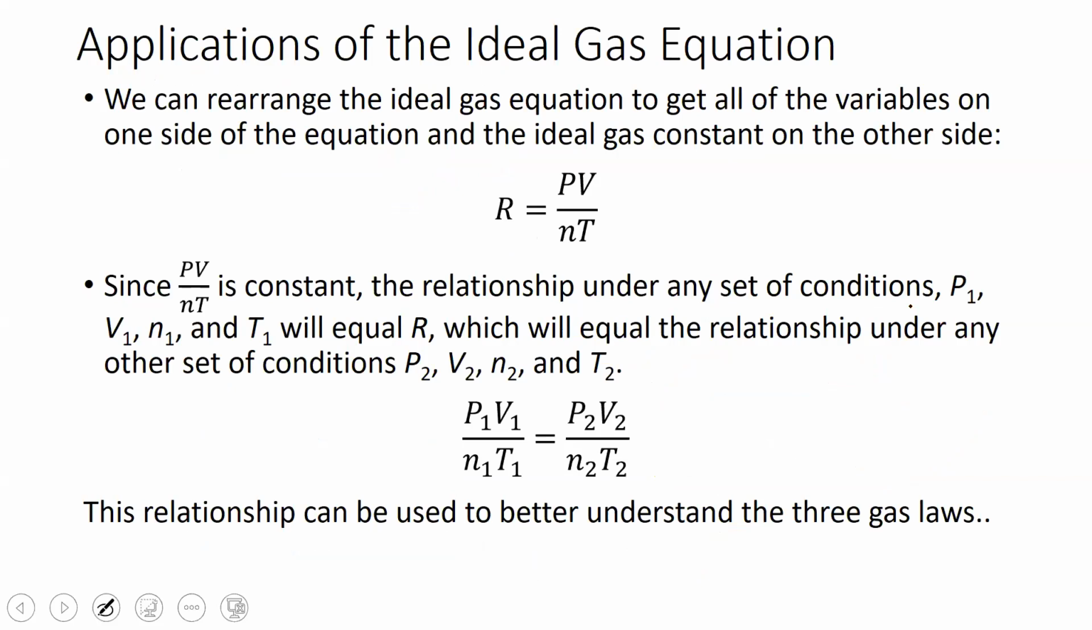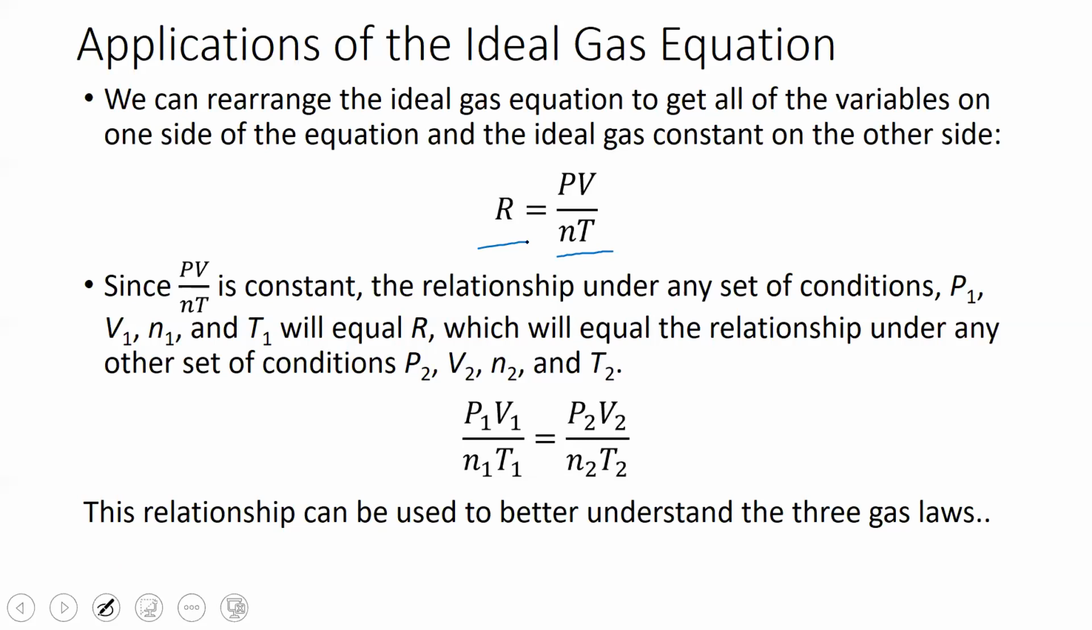And one of the keys to this is we can use this ideal gas equation to compare changes to the properties of a gas. So as you can see, we can rearrange the ideal gas equation so we can get all of the variables on one side, namely the PV over nT. And those will equal R. So those will equal a constant. And so whatever pressure times volume over moles times temperature you get, it's equal to R.